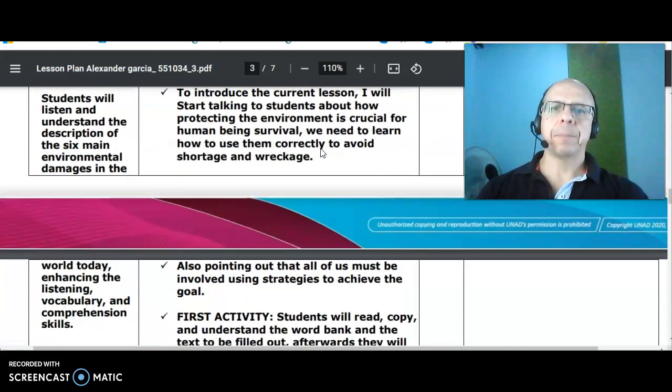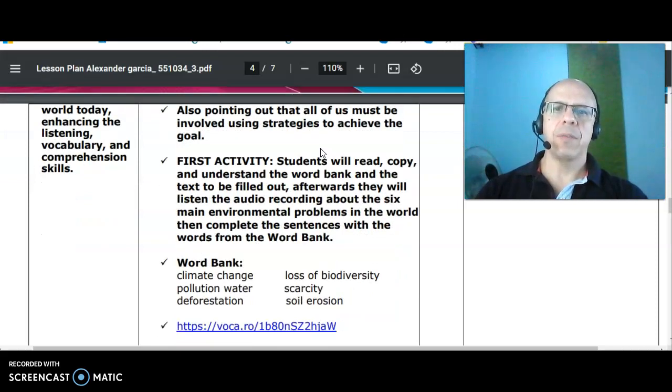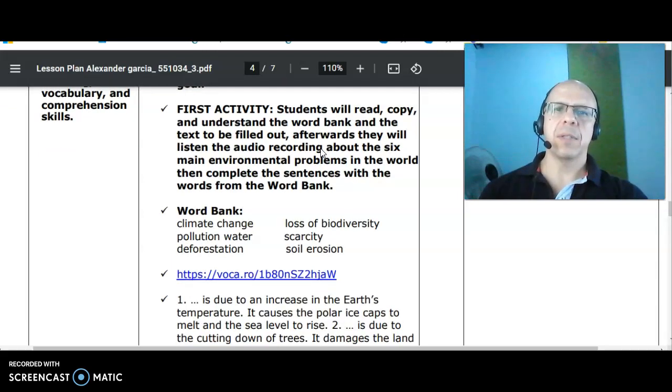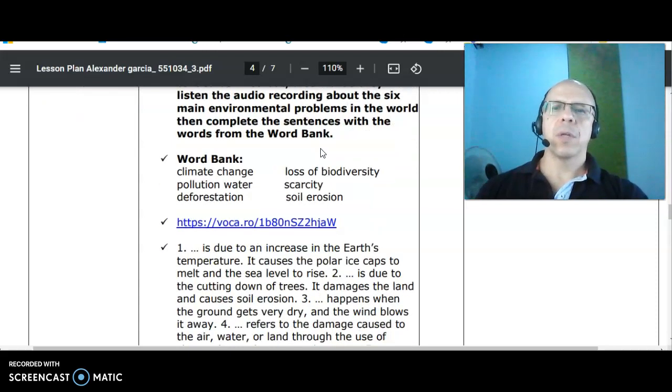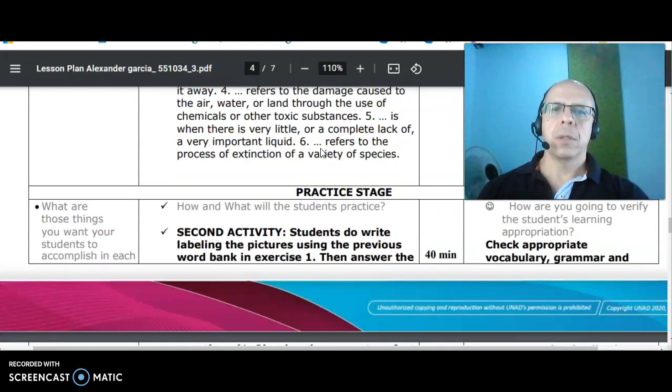First activity: students will read, copy, and understand the word bank and the text to be filled out. Afterwards, they will listen to the audio recording of the six main environmental problems in the world, then complete the sentences with the word bank. So as you can see here, the word bank, the audio, and the activity to be filled out.